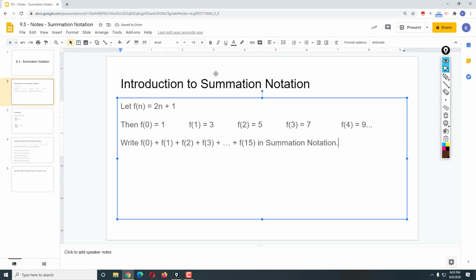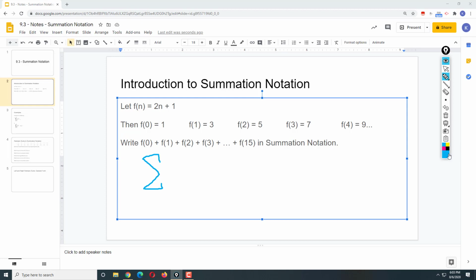We want to write f of 0 plus f of 1 plus f of 2 plus f of 3 plus, we keep going, dot, dot, dot, plus f of 15 in summation notation. So in summation notation, the point of summation notation is to have a way to write it much more concisely. Keep it nice and short.